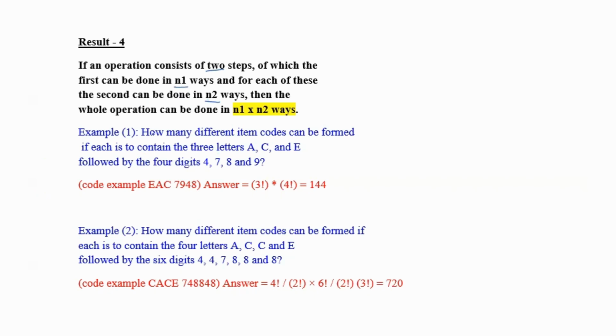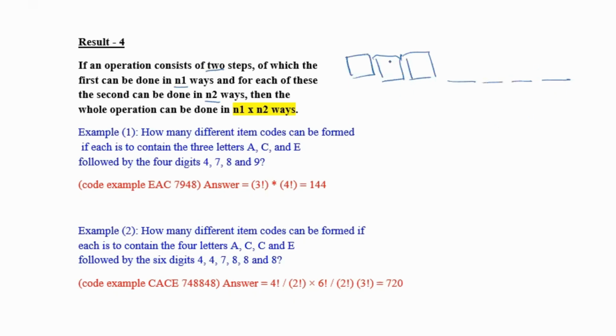So let's consider the first example. It says, how many different item codes can be formed if each is to contain all 3 letters A, C, E, followed by the 4 digits 4, 7, 8, and 9, and repetition is not allowed here. Even in the previous examples that we considered, repetition is not allowed. So, if it is supposed to be an item code, it has to be unique, right? Which means the letters and the 4 digits should be unique to one another.